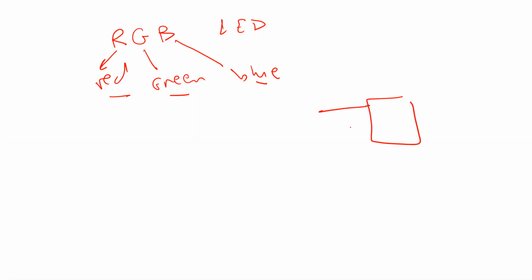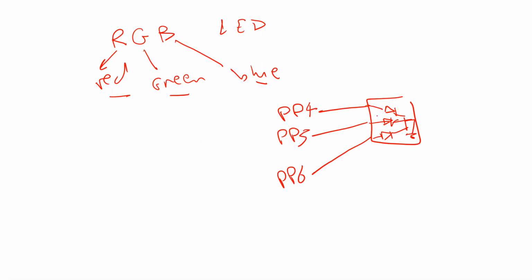So how does it look? It's one package. This package has three terminals or three pins. One pin is connected to PP4, PP5, PP6. Inside, it's like three LEDs with different colors. All of them are cathodes. The three cathodes are tied together and connected to the ground. Is that okay?